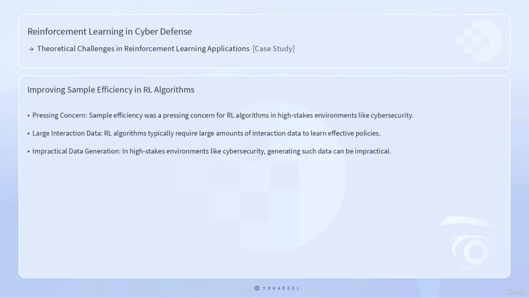Sample efficiency was a pressing concern. RL algorithms typically require large amounts of interaction data to learn effective policies. In a high-stakes environment like cybersecurity, generating such data can be impractical. What methods could be employed to improve sample efficiency?